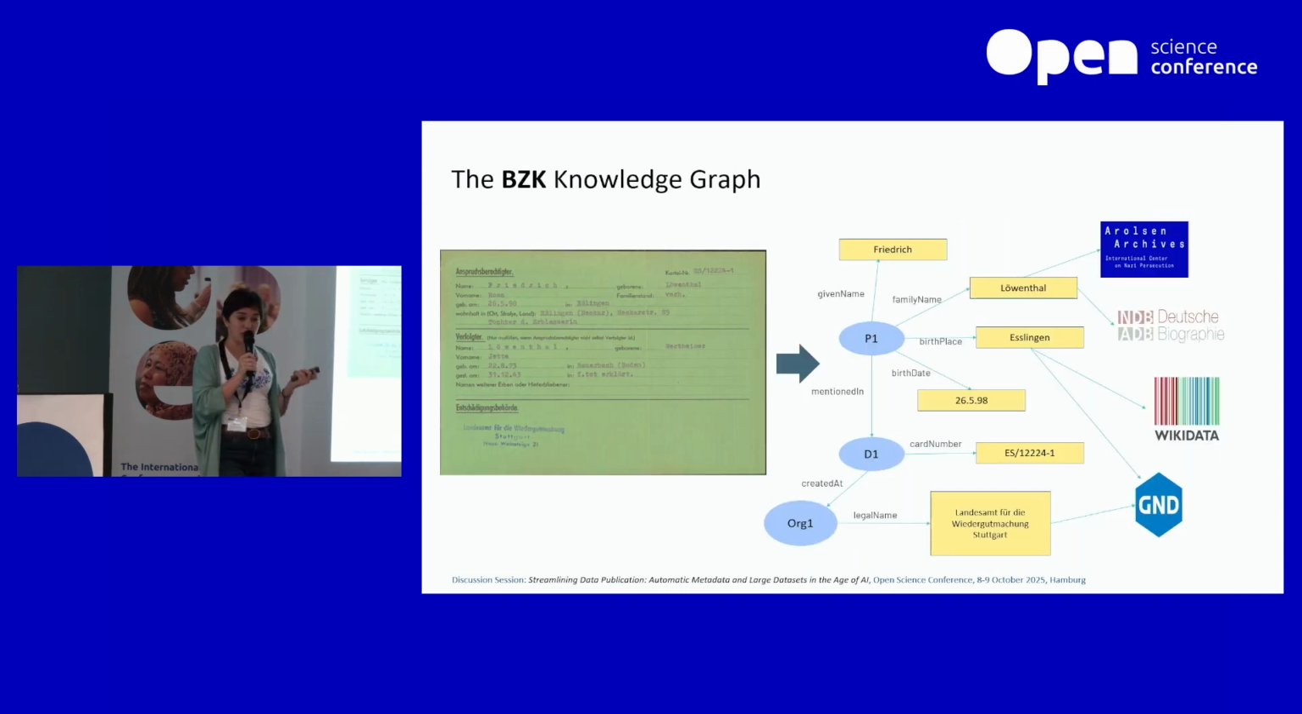The final goal of the project is to create a BZK knowledge graph so that we can link all the entities that we find in these documents to authority files and so on.